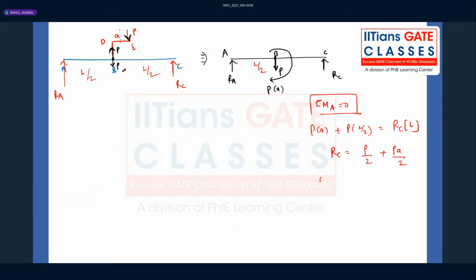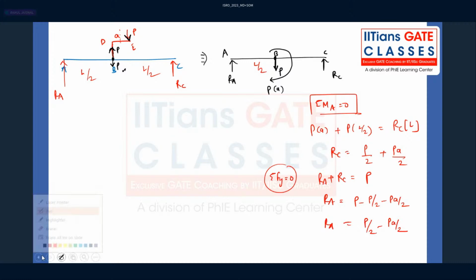And what about RA? Because you know that summation of forces in the y direction is 0. So RA plus RC is equal to P. So RA will be P minus P by 2 minus PA by 2. So you can calculate P by 2 minus PA by 2. That is the reaction force that is acting at A.